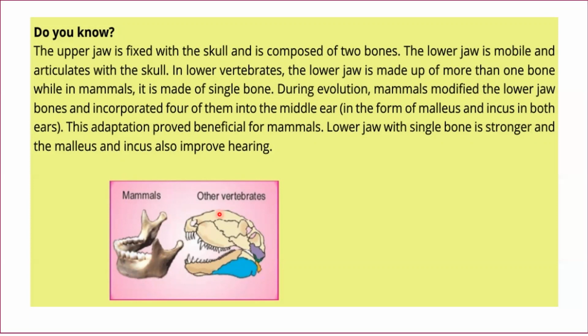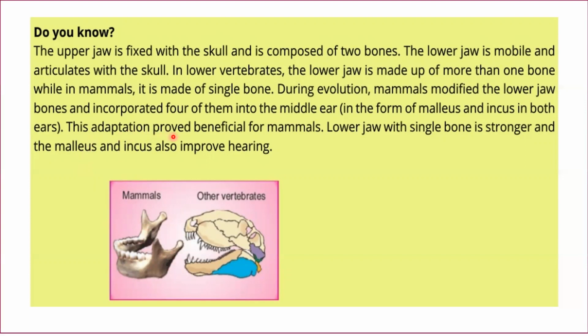Where did the other bones go? During evolution, mammals modified the lower jaw bones and incorporated 4 of them into the middle ear in the form of malleus and incus, two in each ear. Stapes is already present in the ear. A single bone is stronger, because anything with a joint is not as strong, but this is stronger due to the presence of a single bone.